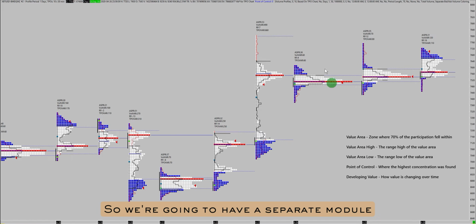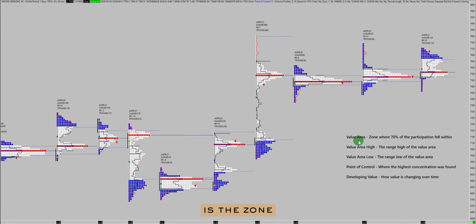We're going to have a separate module on the volume profile, which you're going to find within here as well. And we're going to talk about how we use this with the TPO value area and with the TPO structure as a whole. So in this case, the value area is the zone where 70% of the participation fell within. What we're looking at here is what I have designated between a color change. I have it delineated as white. That is the value area.